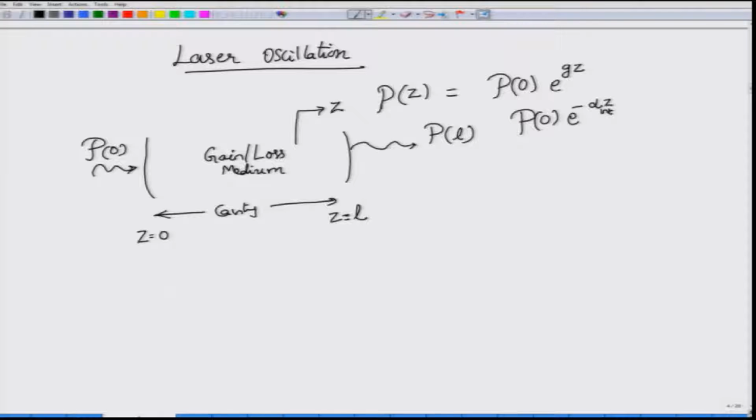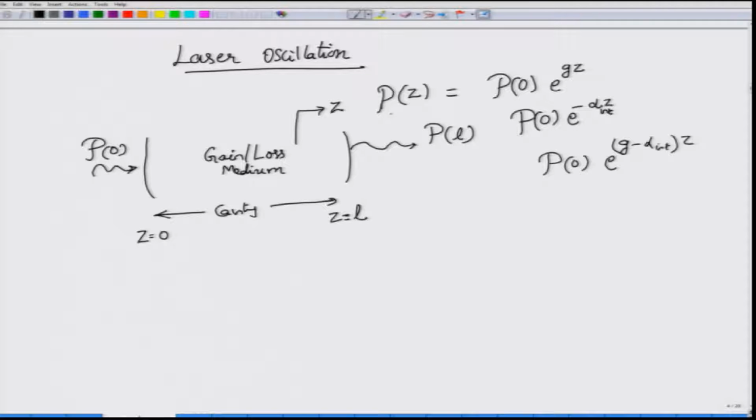The effective power of course would be P of 0 e to the power (g minus alpha int) times z. Clearly, if g is larger than internal losses, then this will be a larger number than P of 0 and you would obtain a net amplification. In case g is less than alpha int, this term will be less than 1. So, you will get a net attenuation or a net loss in the system, right. At z equal to L, in place of z you can change this into L.